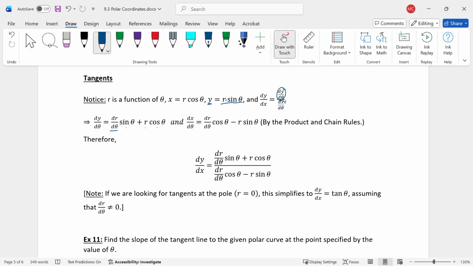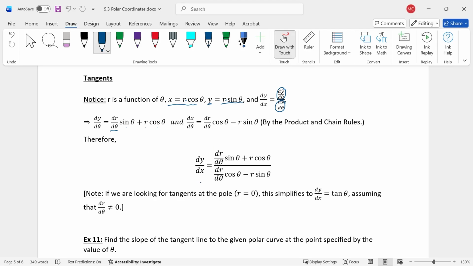And then when I look for dx/d theta, I take x, which is r times cosine of theta, and I apply the product rule here. So I get dr/d theta times cosine of theta minus r times sine of theta. Or I should say it'd be plus r times the derivative of cosine, but that's a negative sine, so we just put the negative in front here. So if we want dy/dx, we can just divide those two things like so.